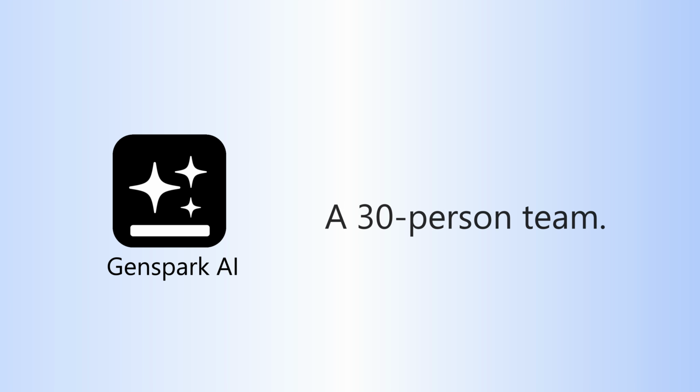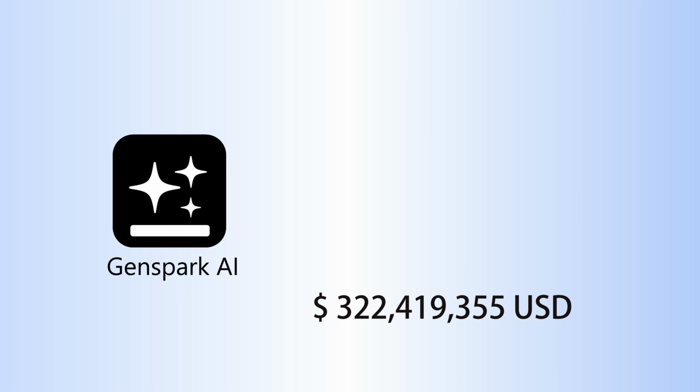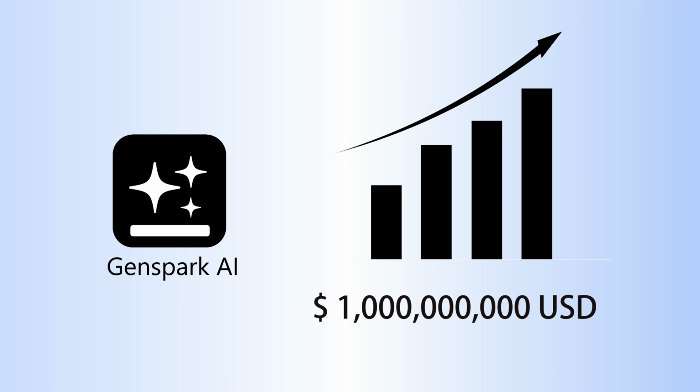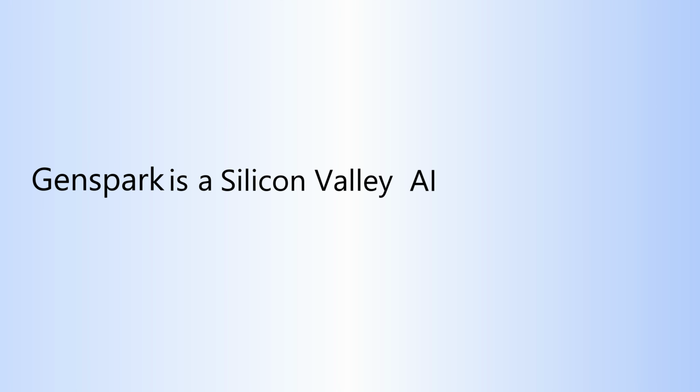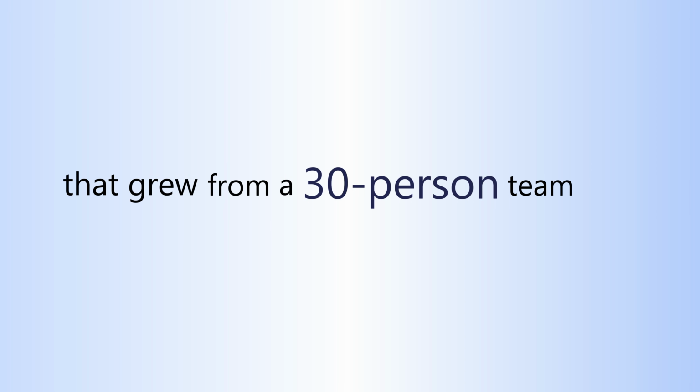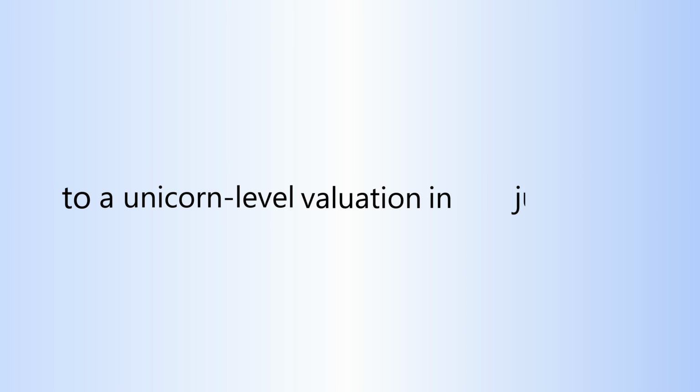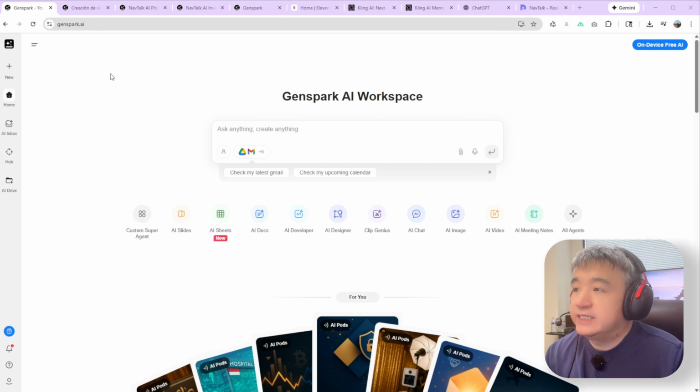Genspark AI is a 30-person team with a 1 billion valuation in just 6 months. Genspark is a Silicon Valley AI agent company that grew from a 30-person team to a unicorn-level valuation in just 6 months.